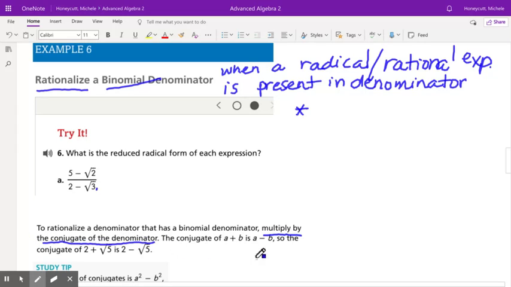So the conjugate is where, if I have a plus b, its conjugate would be a minus b. You just change that symbol in the middle. Everything else stays the same. So if I had 2 plus the square root of 5, its conjugate would be 2 minus the square root of 5. And when it says multiply by the conjugate, you need to multiply the numerator and denominator.